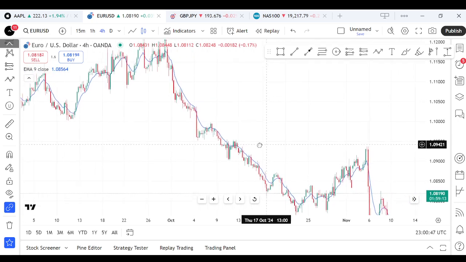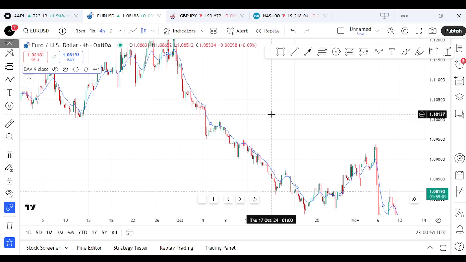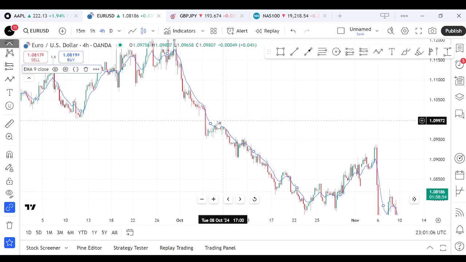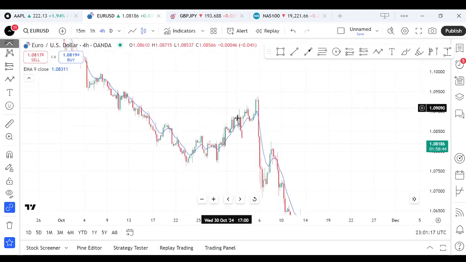EMA is a very popular indicator, and we have it on our charts, a very popular moving average. This technical indicator helps you track price movements by emphasizing recent data points more heavily than other ones. Unlike the simple moving average, which treats all data equally, the EMA adjusts quickly to reflect current market conditions. This makes it particularly useful for identifying short-term trends and gauging momentum.